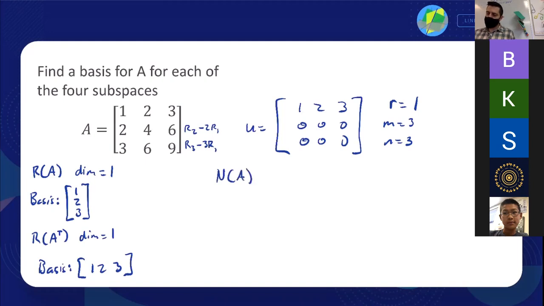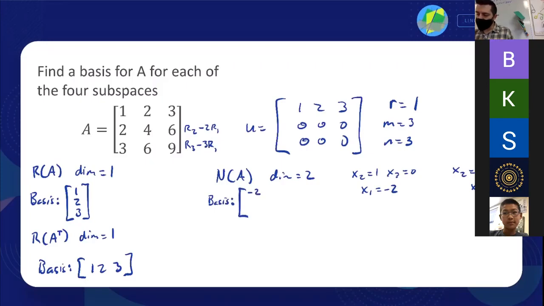Null space, N minus R, dimension is 2. So I'll let x2 be 1, x3 be 0, and x1 would again be -2. This is the same one we just looked at in the first example. I'll let x2 be 0, x3 be 1, x1 would then be -3. So we have the same basis as we had for one of our other ones. So I'd have -2, 1, 0, and -3, 0, 1.